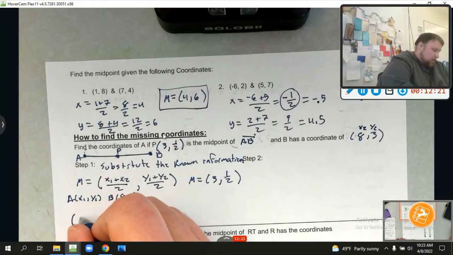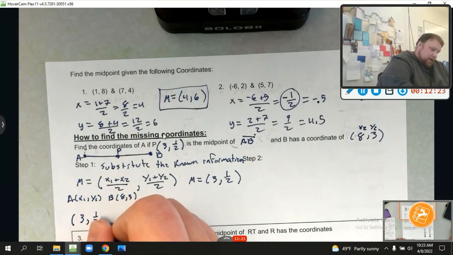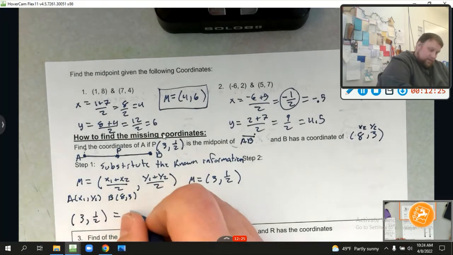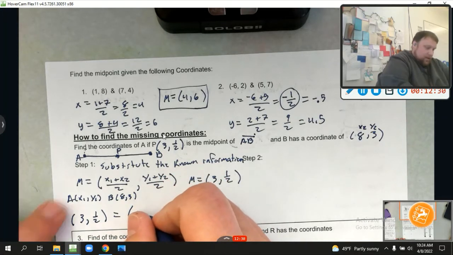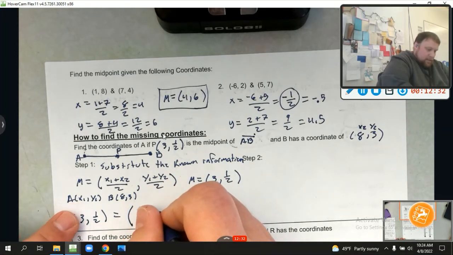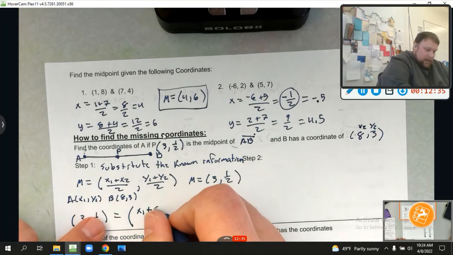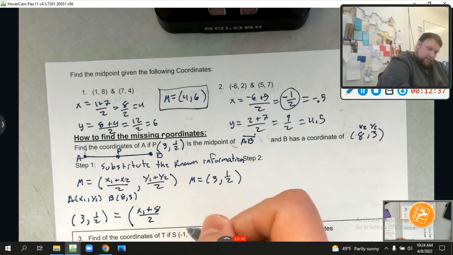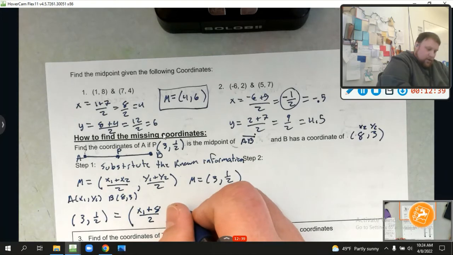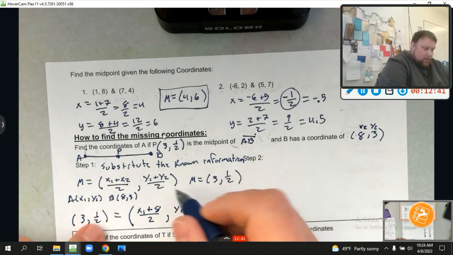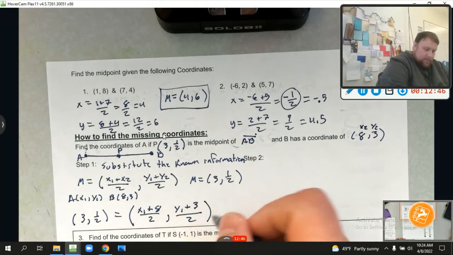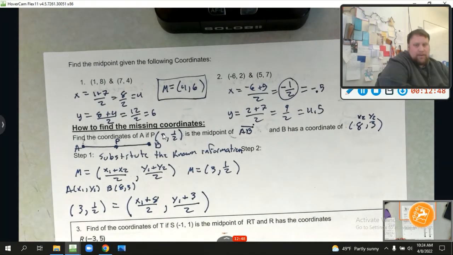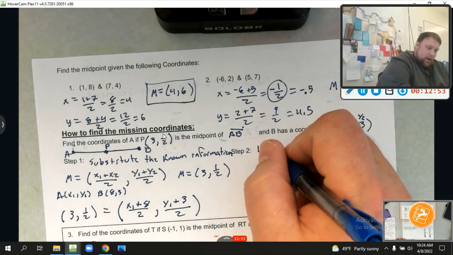That means I know that my midpoint is equal to, I'm just going to fill in these values right here. I don't know my x1, but I do know my x2, which is x1 plus 8 all over 2. And I don't know my y1, but I do know my y2, which is y1 plus 3 all over 2. You still may be looking at this saying, Mr. Tim, this does not look good for us. It's all right. Now we're going to write and solve the equation.